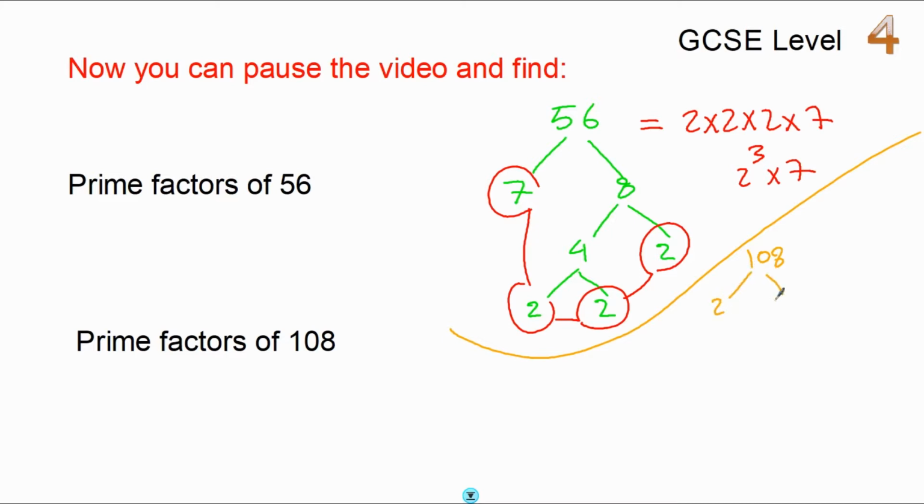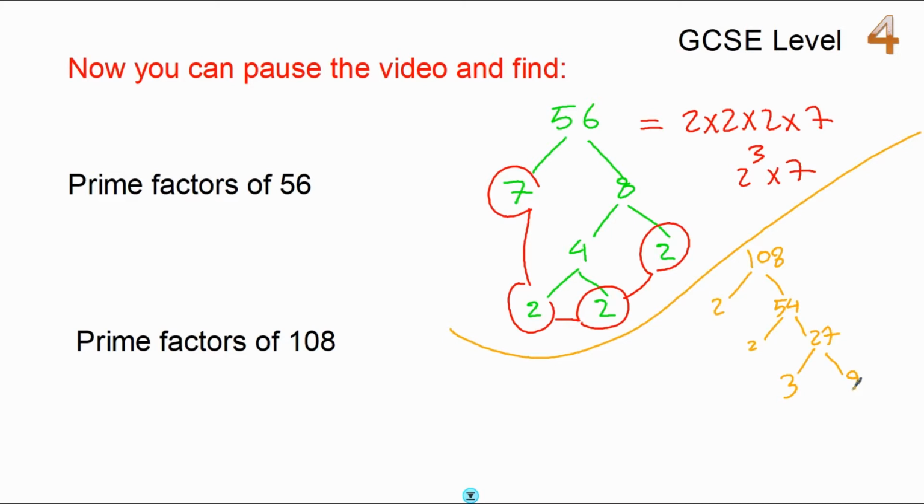That would be 54. Is it divisible by 2? Yes, so that would be 2. That would be 27. Now 27, is it divisible by 2? No. So the next prime number is 3. Is it divisible by 3? Yes. So that would be 3, and that would be 9.